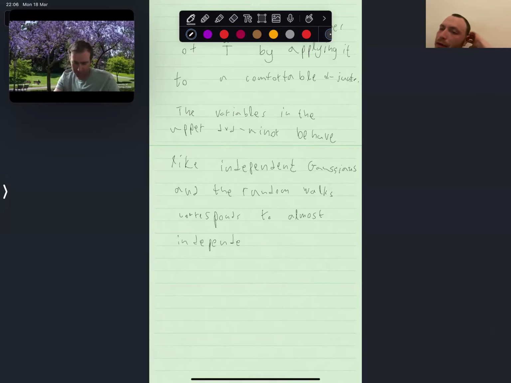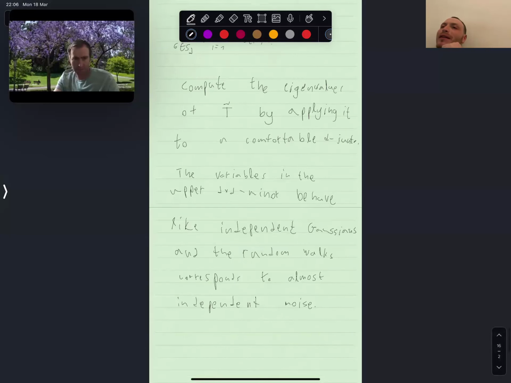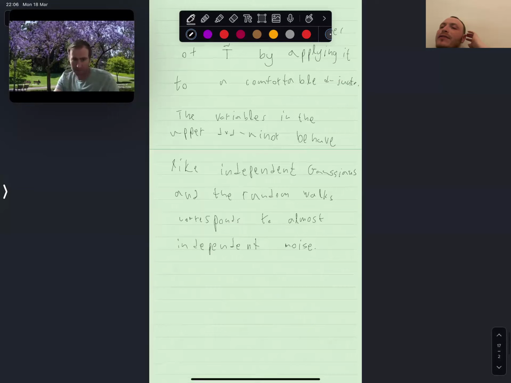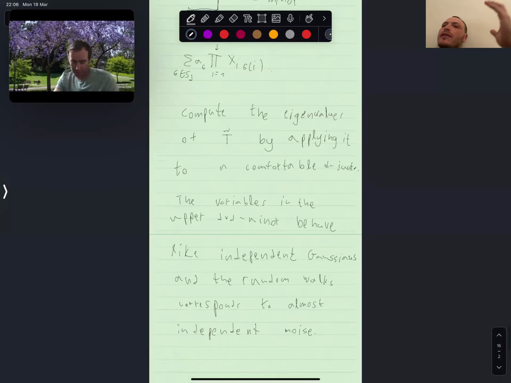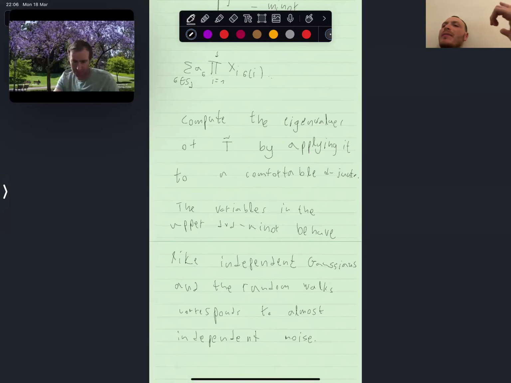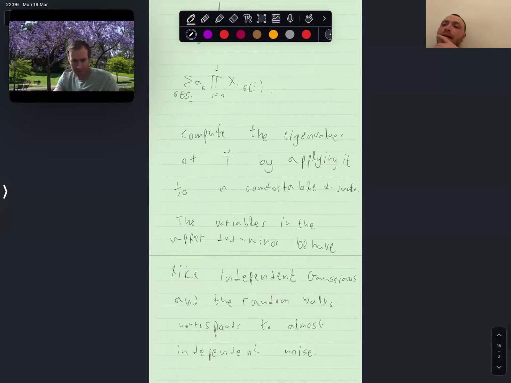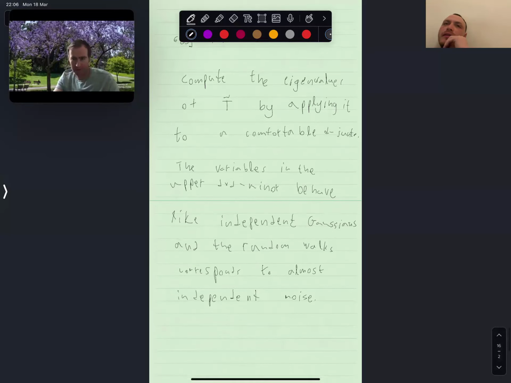The proof itself had lots of tricks to make it actually work, but that was the intuition: you have this function that depends on the upper D times D minor, this random walk behaves like independent noise, and therefore the eigenvalues should be the same as the eigenvalues of the actual noise operator. And yeah, it works.